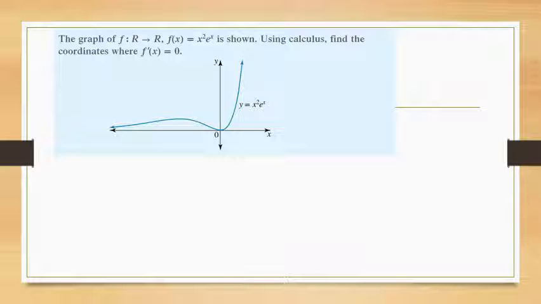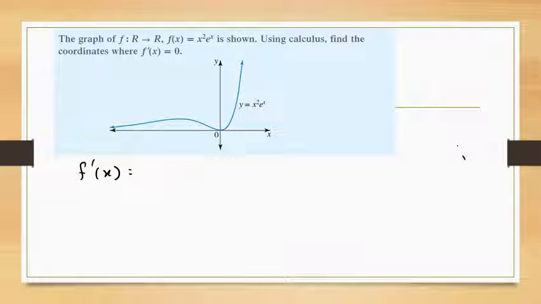Alright, the graph of a function f of x is shown. Use calculus to find the coordinates where the gradient is equal to 0. Now remember, where the gradient is equal to 0 would usually be the turning point, which should be that one. Sometimes it's not, but yeah. Find the derivative.